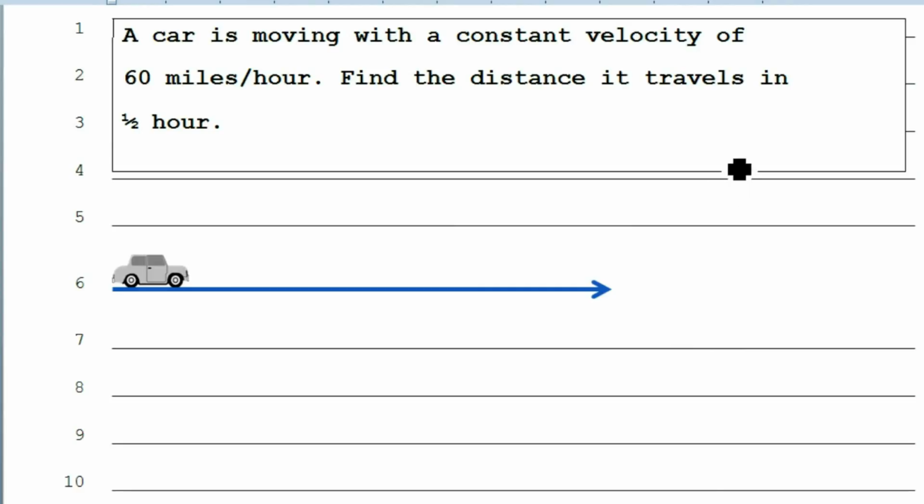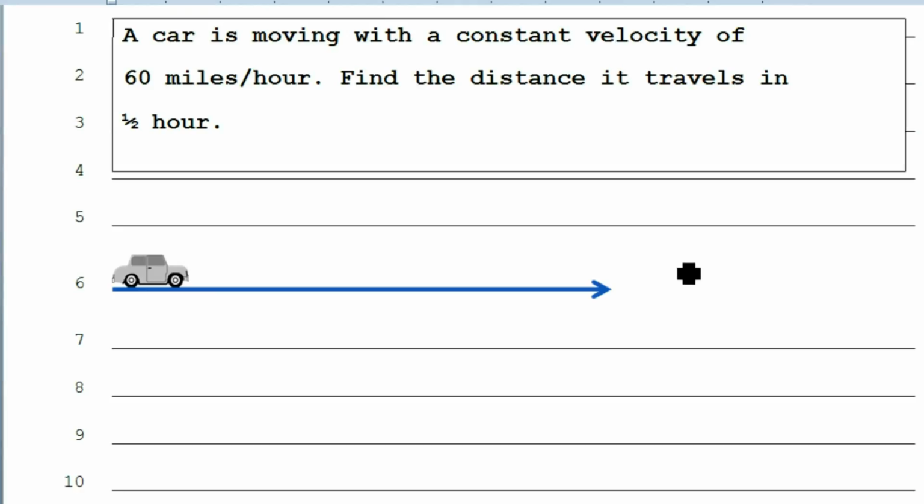And here's a pretty basic problem. A car is moving with the constant velocity of 60 miles per hour. Find the distance it travels in 1/2 hour. There's a car. It's going in that direction. I tried drawing cars, but it was horrible, so I just cut and pasted.